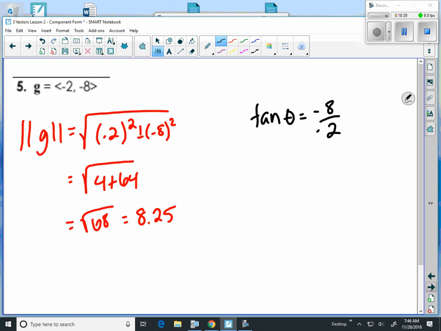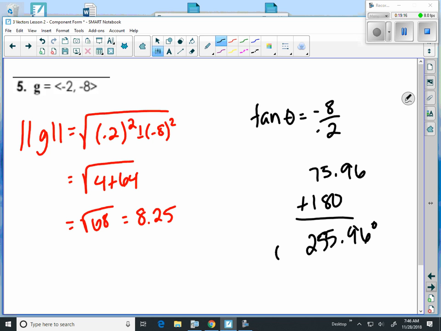Which quadrant are we in here? Negative, negative. Quadrant 3. So we need to add 180 degrees to whatever we get. So we do inverse tangent, and I'm getting 75.96. Now, that's a little bit fooling because it's positive. But because we're in quadrant 3, we need to add 180 to that. So 255.96 degrees.